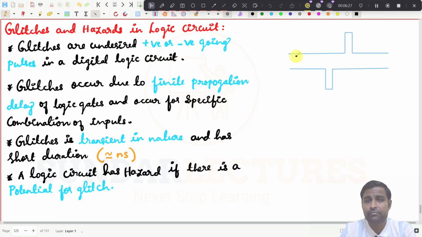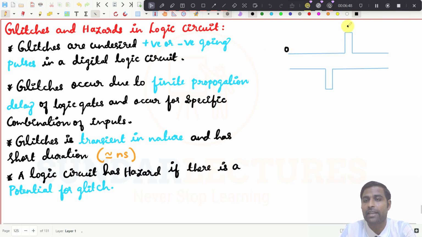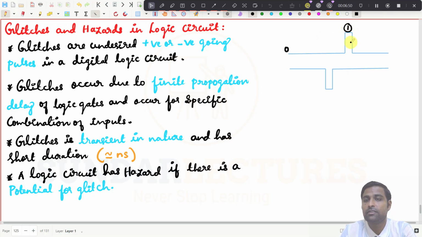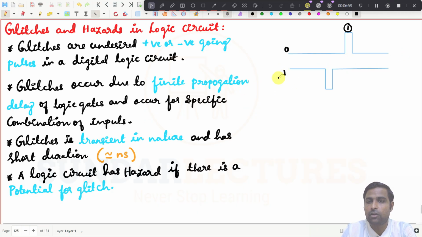For example, see, this is the desired output of a particular gate, right? Actually, this is 0. This has to be the desired output of a particular circuit. But what happens here, due to the propagation delay, if there is a change in input, this 0 will go to 1 momentarily, and then it comes to 0 again. Then it will stay at 0.